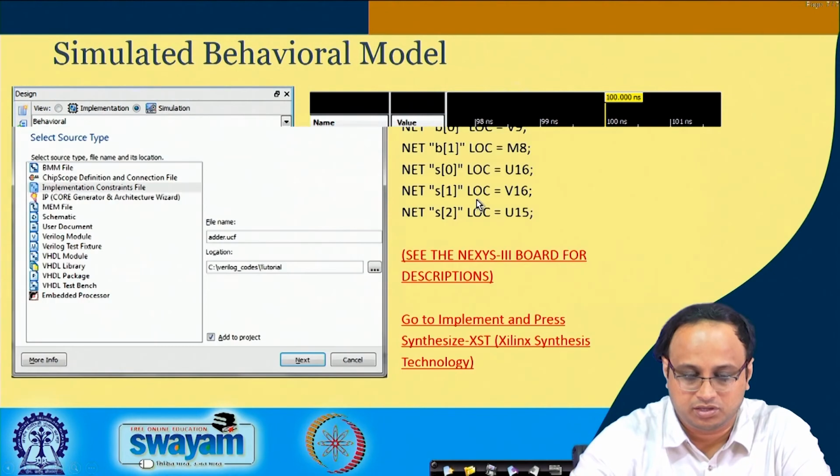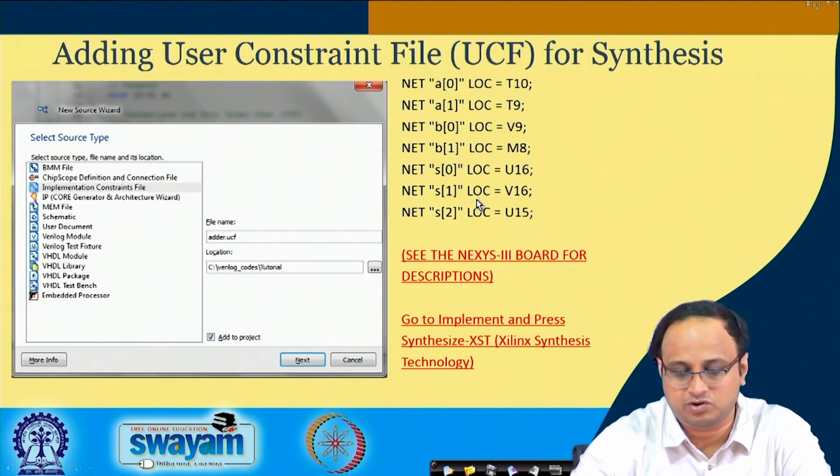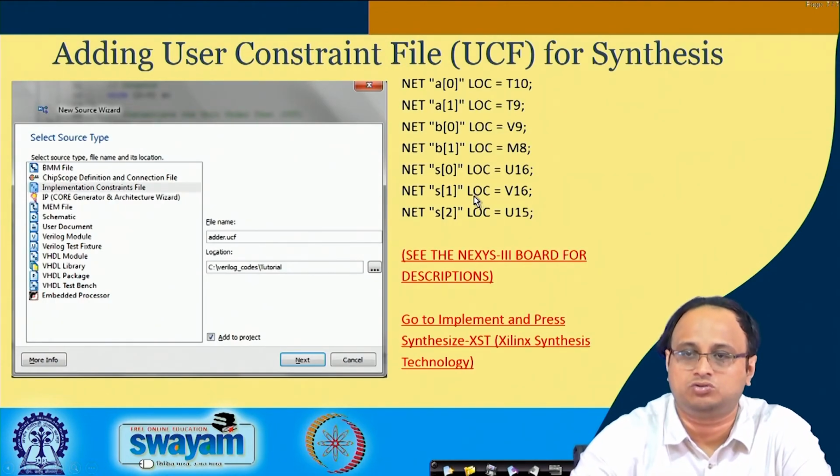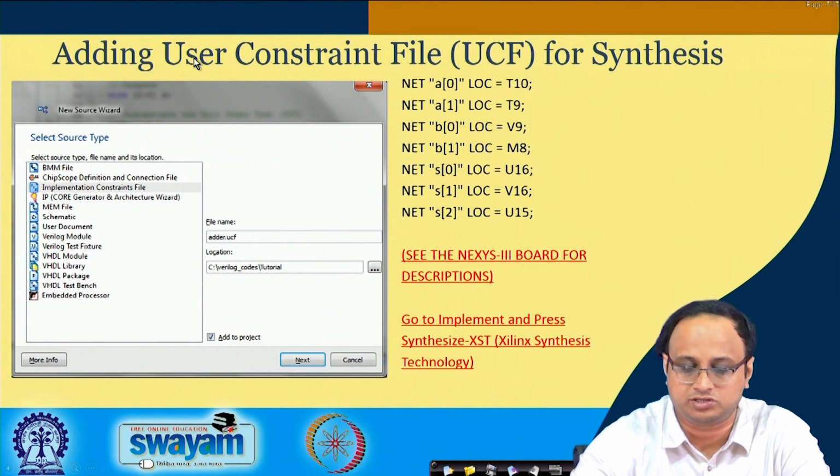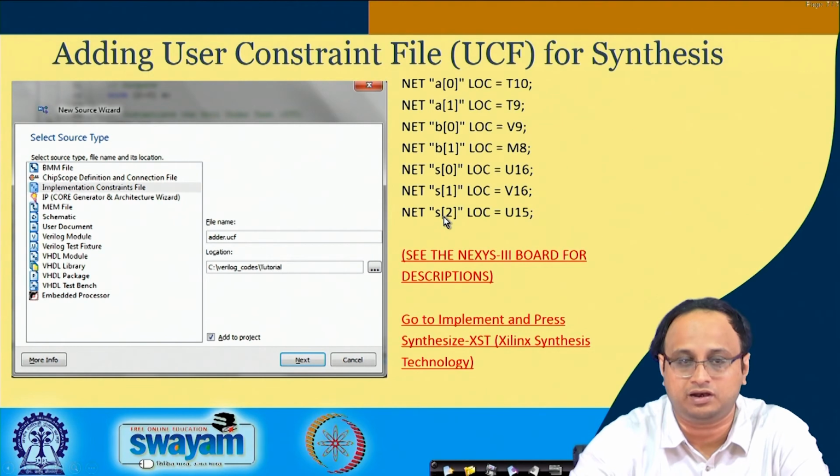Okay. So, there is another step. When you are trying to port this design onto the FPGA, you also have to write what is called a user constraint file, or UCF, where you describe the interconnection between the FPGA and your Verilog code. For example, the Verilog that I wrote has inputs like A0, A1, B0, B1, S0, S1 and S2. These are the outputs of the adder. You can tie them to the FPGA pins by these LOC configurations.